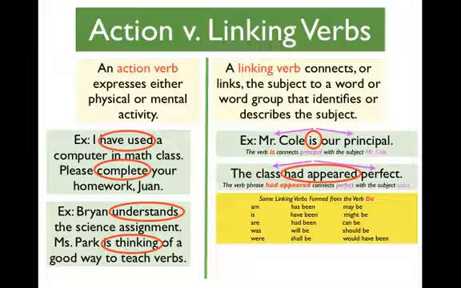Some linking verbs from the verb be are am, is, are, was, were, has been, have been, had been, will be, shall be, may be, might be, can be, should be, and would have been. These are some linking verbs formed from the verb be. So all of these are very commonly used linking verbs. Look at those verbs. They do not show action. They do not express physical or mental activity. They simply link the subject to another word or word group that identifies or describes the subject.